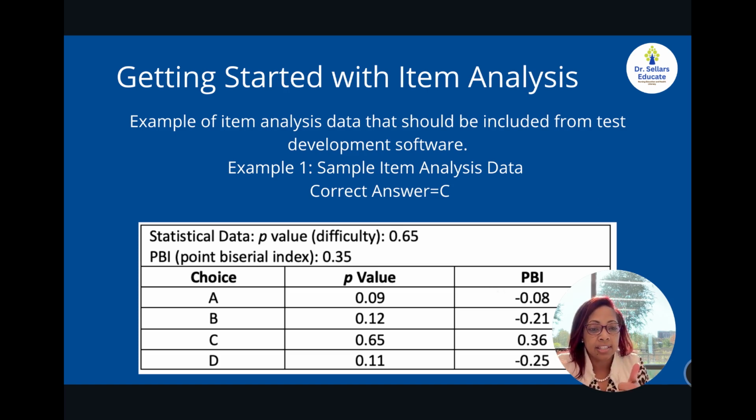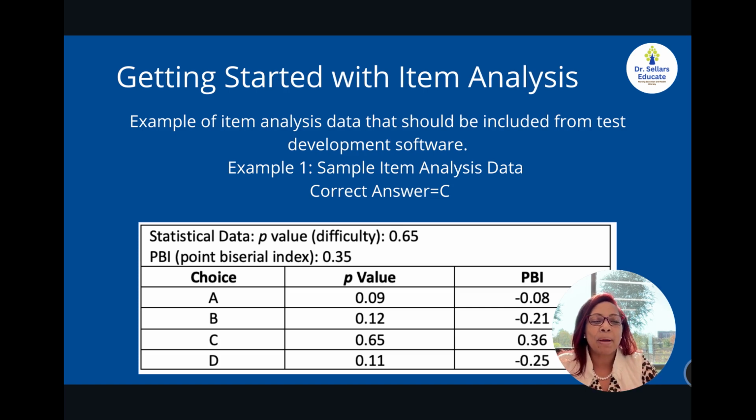So yes, that's a good thing. 0.08 is low, right? That's only 8% of the students who chose option A. But what we do know about PBI being negative is that low scoring students chose this option more often than high scoring students. So it's a thumbs up.